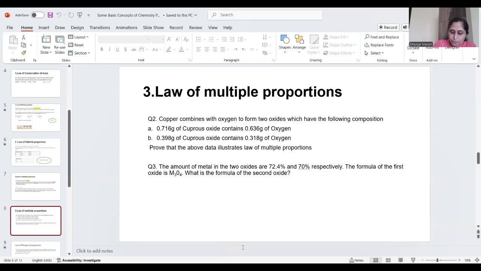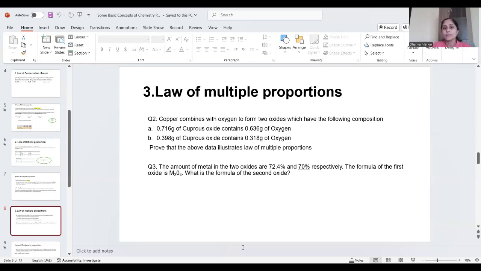72.4. This is the first experiment. In the second experiment, it is 70. They have told us it is a metal oxide, so that means it's between a metal and oxygen. The formula of the first metal oxide is also given. I'll just write it at the side, M3O4. So you have to find the formula for the second oxide.